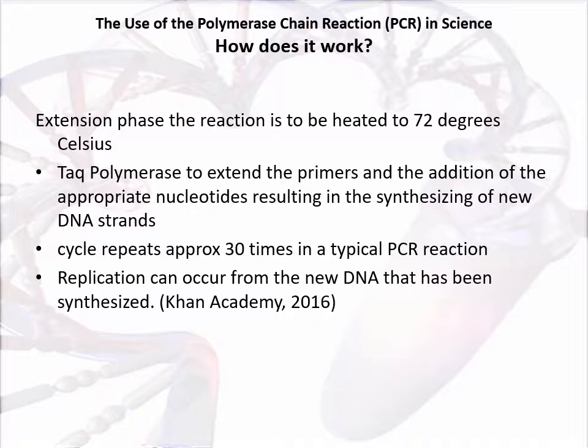So once the annealing or the cooling process has been achieved, the reaction needs to then go through the extension phase. The reaction is to be heated again to 72 degrees Celsius, and this will allow the Taq polymerase to extend the primers out and the addition of the appropriate nucleotides, resulting in the synthesizing of a new DNA strand. The cycle will then repeat 30 times in a typical polymerase chain reaction.